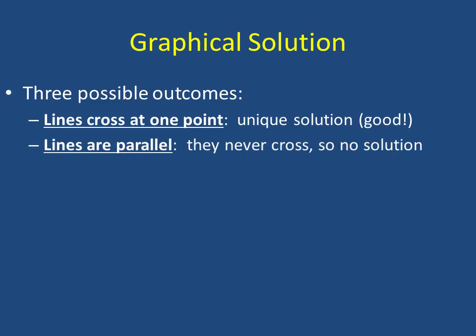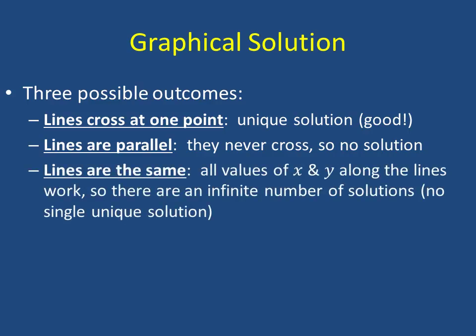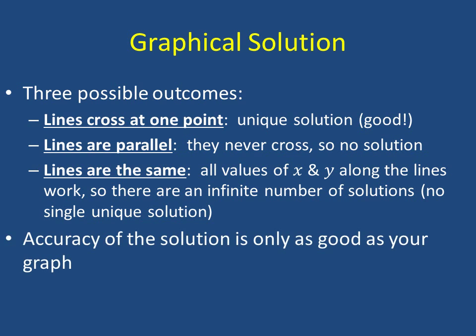If the lines are parallel, they never cross and we don't have a solution. And finally, if the lines turn out to be the same lines, all the values of x and y along the lines are going to work, meaning there's an infinite number of solutions and there is no single unique solution.